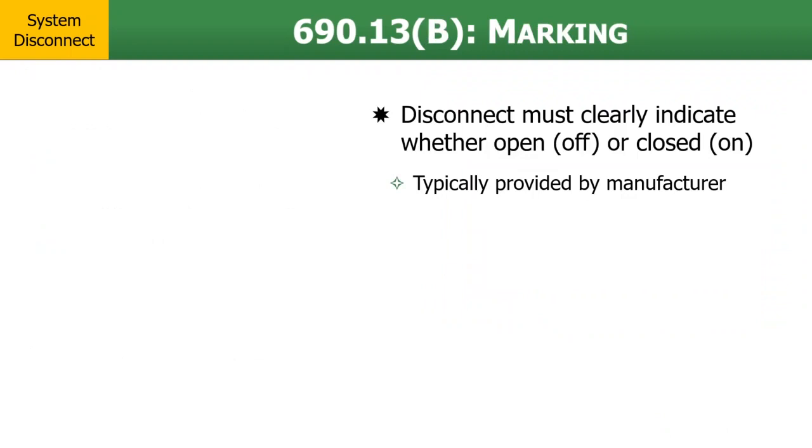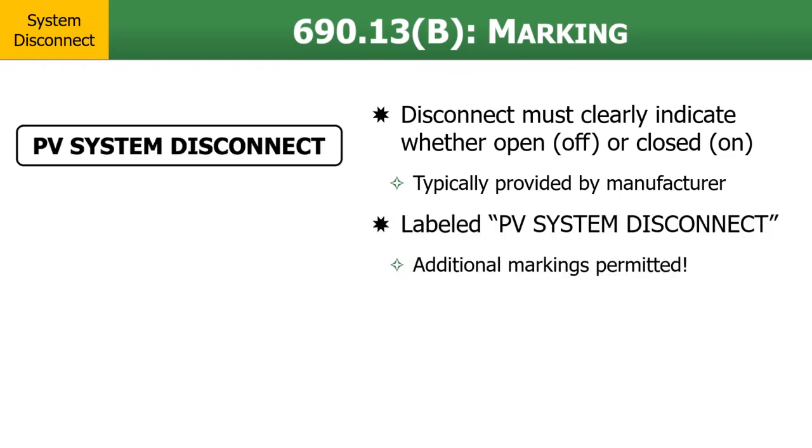Now, marking our system, we have to use a disconnect for our PV system disconnect that will clearly indicate whether the disconnect is open or off, or closed or on. Now, the disconnect switches with the big lever clearly indicate whether it's on or off. Typically, this indication is going to be provided by the manufacturer. In most cases, it's going to be the big switch with the lever. That's easy enough, it indicates whether it's on or off.